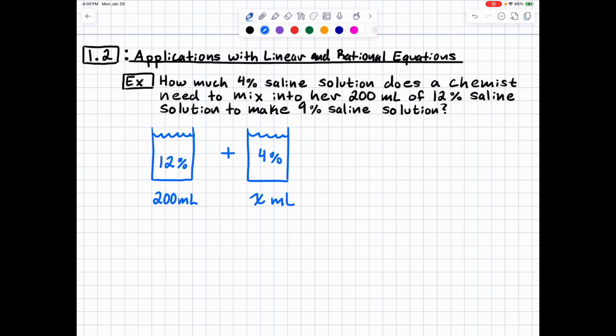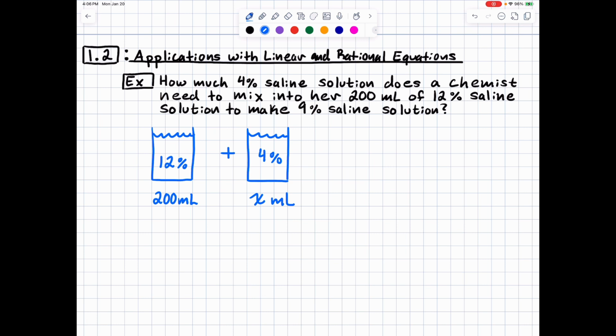So currently we have 200 milliliters of 12% saline solution, and we're going to pour in 4% saline solution of an unknown amount. So we don't know how much saline solution we're pouring in. However, we want to figure out how much that is. That's what the question is asking us, right? It says how much 4% do we need? So we're going to, again, call that X because that's what we're solving for.